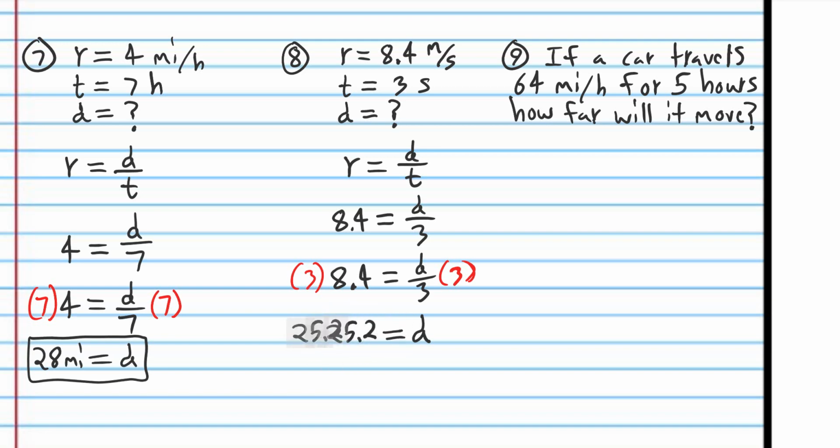I got to move that over. And what is the unit? Unit for distance is going to be meters. And how did I know it was meters? Because the rate was in meters per second, so it's got to be meters. I knew this was miles because it was miles per hour.